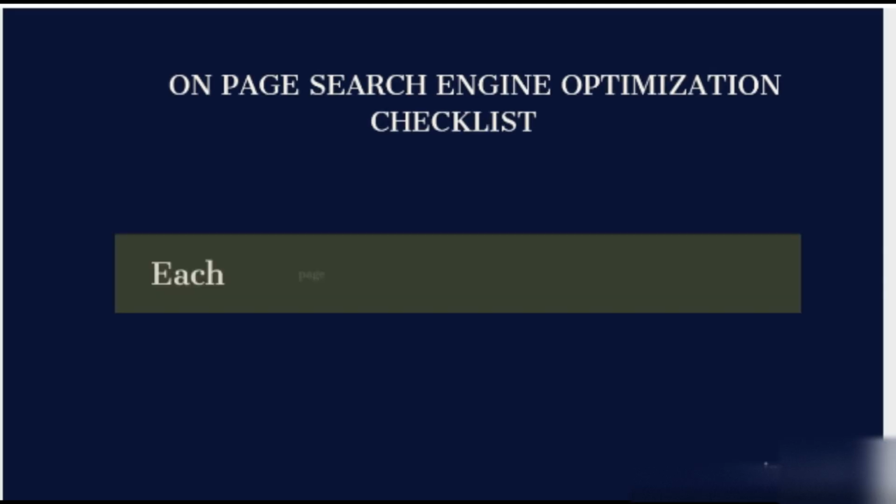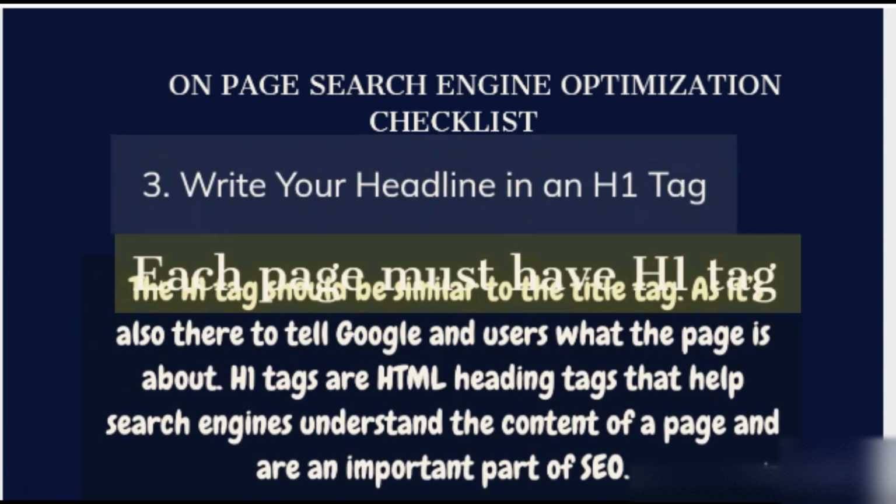Next is the H1 tag. Each page must have an H1 tag. The H1 tag should be similar to the title tag, as it's also there to tell Google and users what the page is about. H1 tags are HTML heading tags that help search engines to understand the content of a page and are an important part of SEO.